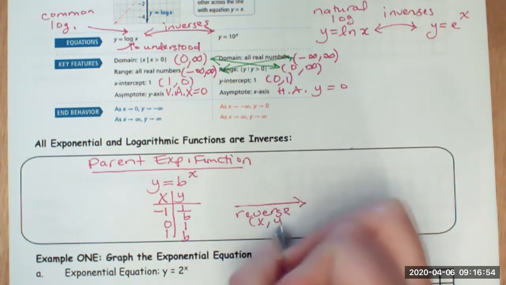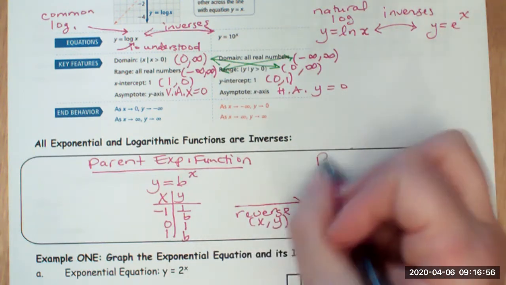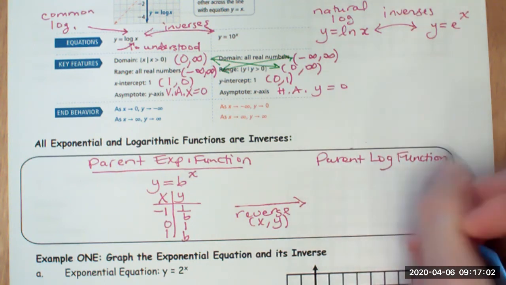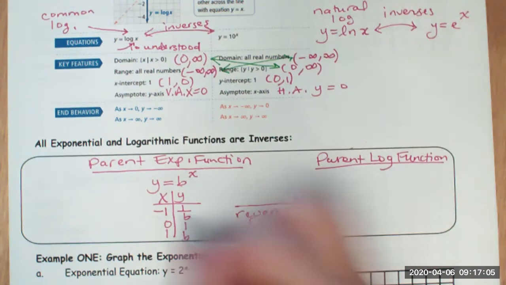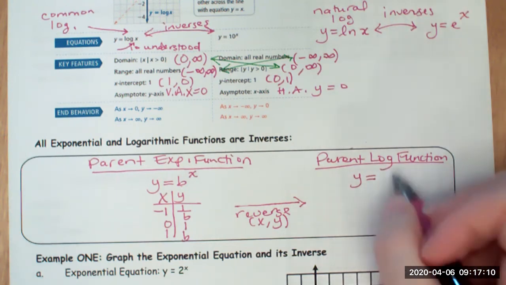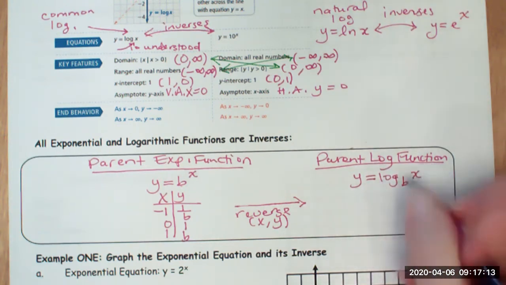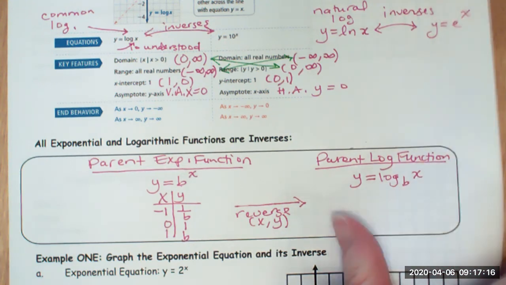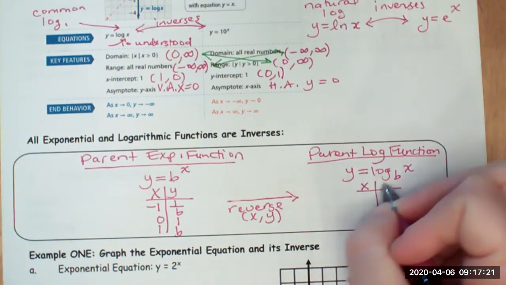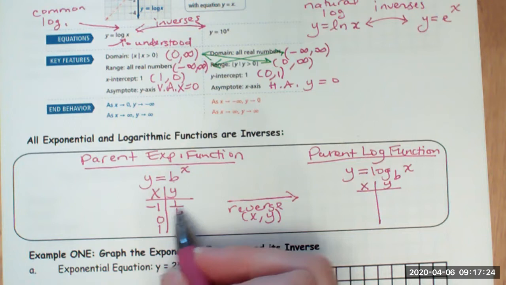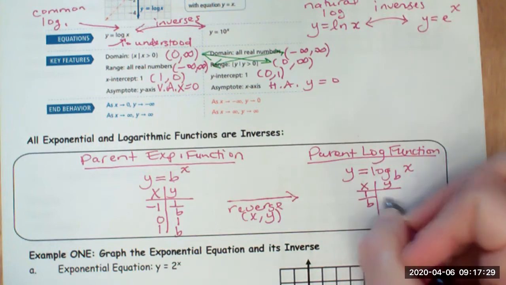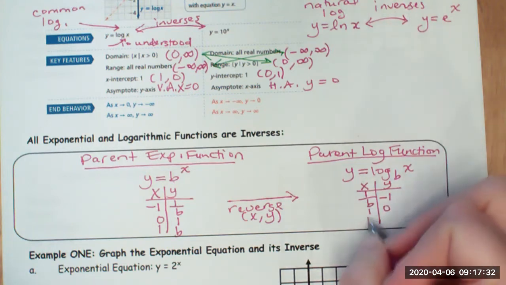x and y. So the parent table that we're going to use for the log function is just the reverse x and y of what we used for exponentials. We have y equals log base b of x. And again, we have an infinite number of log functions here depending on what the base is. And we just switch the x and y's. So instead of having -1, 1 over b; 0, 1; 1, b, we'll have 1 over b, -1; 1, 0; b, 1. Okay.